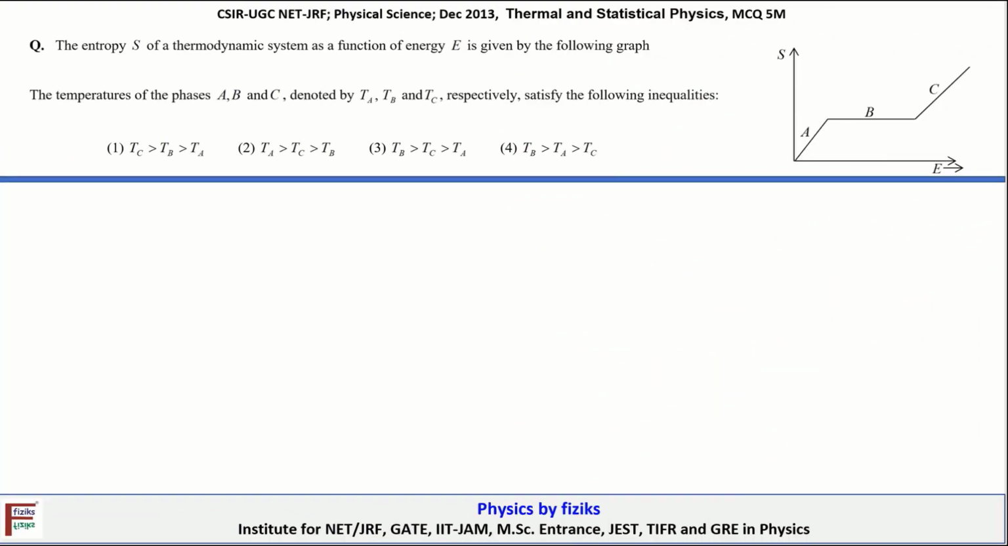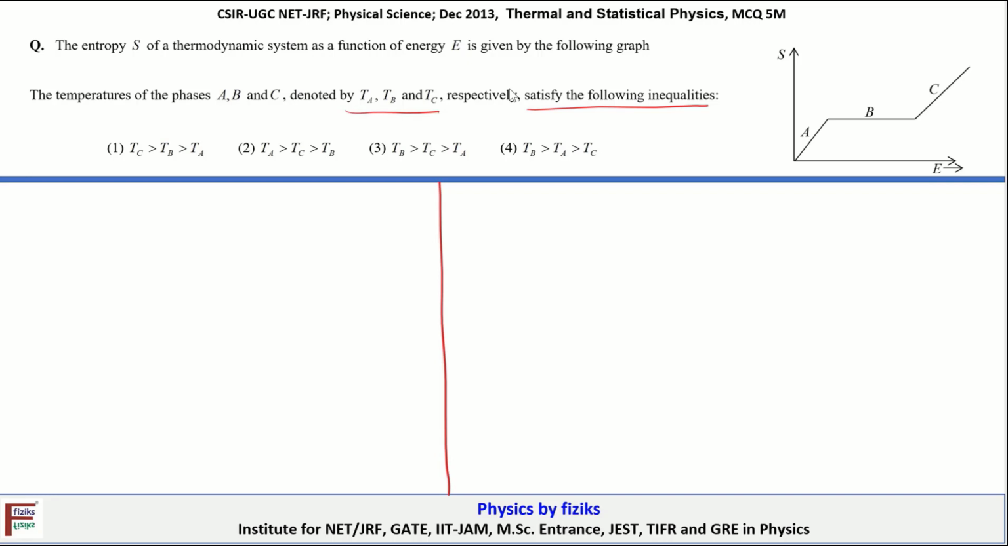So let's continue with the next problem. The statement is, the entropy S of a thermodynamic system as a function of energy E is given by the following graph. So we are given a graph between entropy and energy for a particular system. The temperatures of phases A, B and C are denoted by TA, TB and TC respectively. They satisfy the following inequalities, and we have to identify the correct one. So let's take a look at the diagram and try to understand how we can solve this problem.